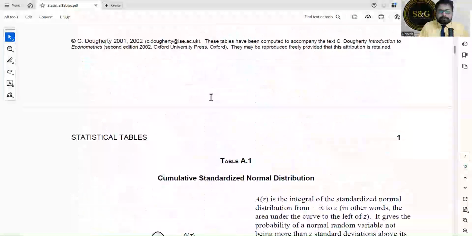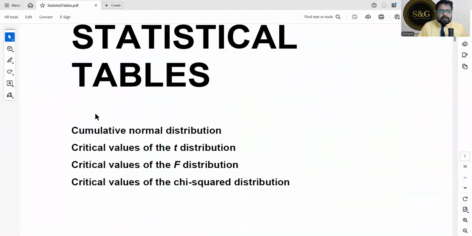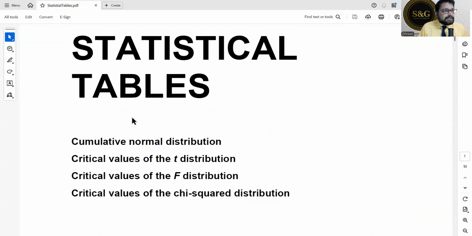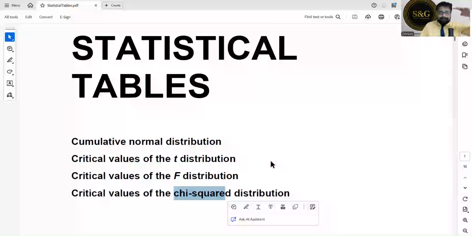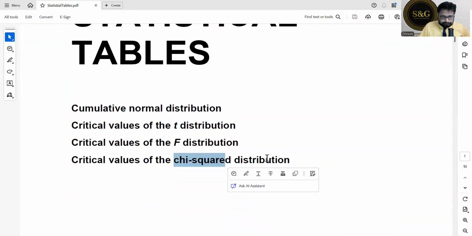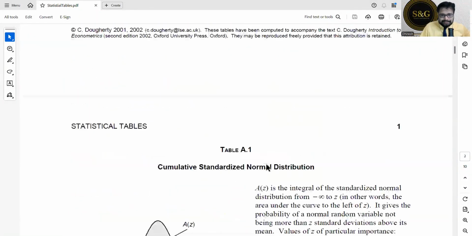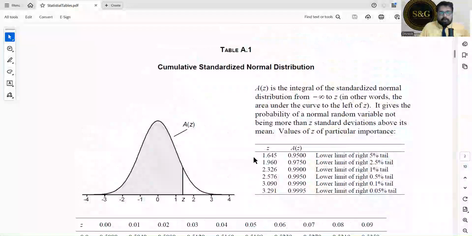So I've given you statistical tables: the cumulative normal distribution, which is nothing but a Z distribution, then the T distribution, then the F distribution, and the chi-square distribution. There are 4 different tables given. Now try to understand this. This is the first distribution, which is called the Z distribution table.